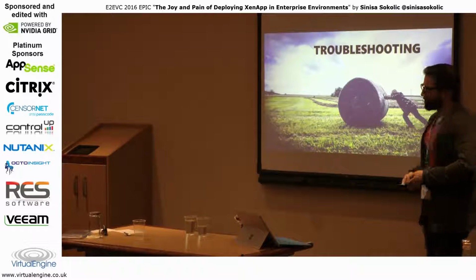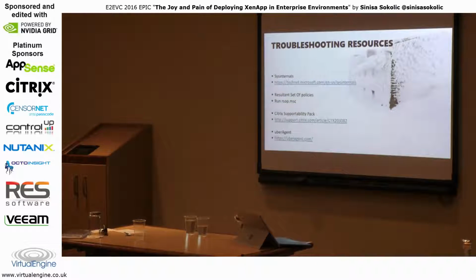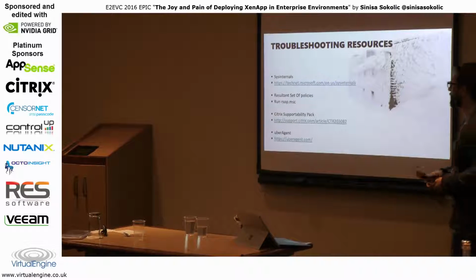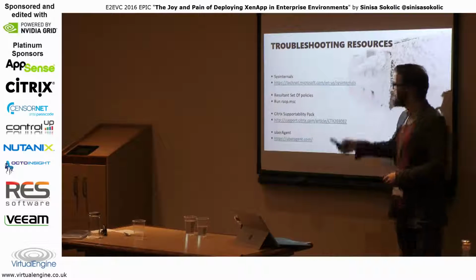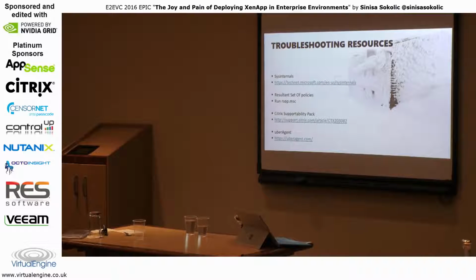Now to the next one, troubleshooting. What tools are available to troubleshoot in such Citrix environments? So first of all, regarding application-specific settings, it's a good start to have a look at the Sysinternals tools like Process Monitor or Autoruns, something like that, if you want to have a look how your system behaves.